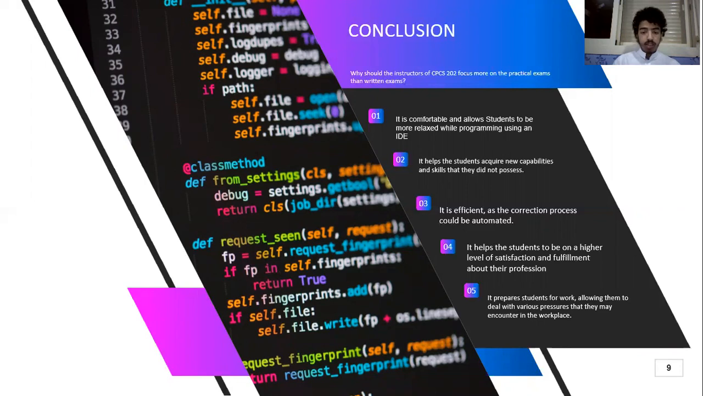Number three, it is efficient not only for the student but also for the instructor, as the correction process could be automated. Number four, it helps the student to be on a higher level of satisfaction and fulfillment about their future careers. Because if they wrote the code with pen or paper, they would most likely feel unsatisfied and gain a skill that they won't use in the future. Number five, it prepares the student for work, allowing them to deal with the various pressures that they may encounter in the future workplace. That's all we have.